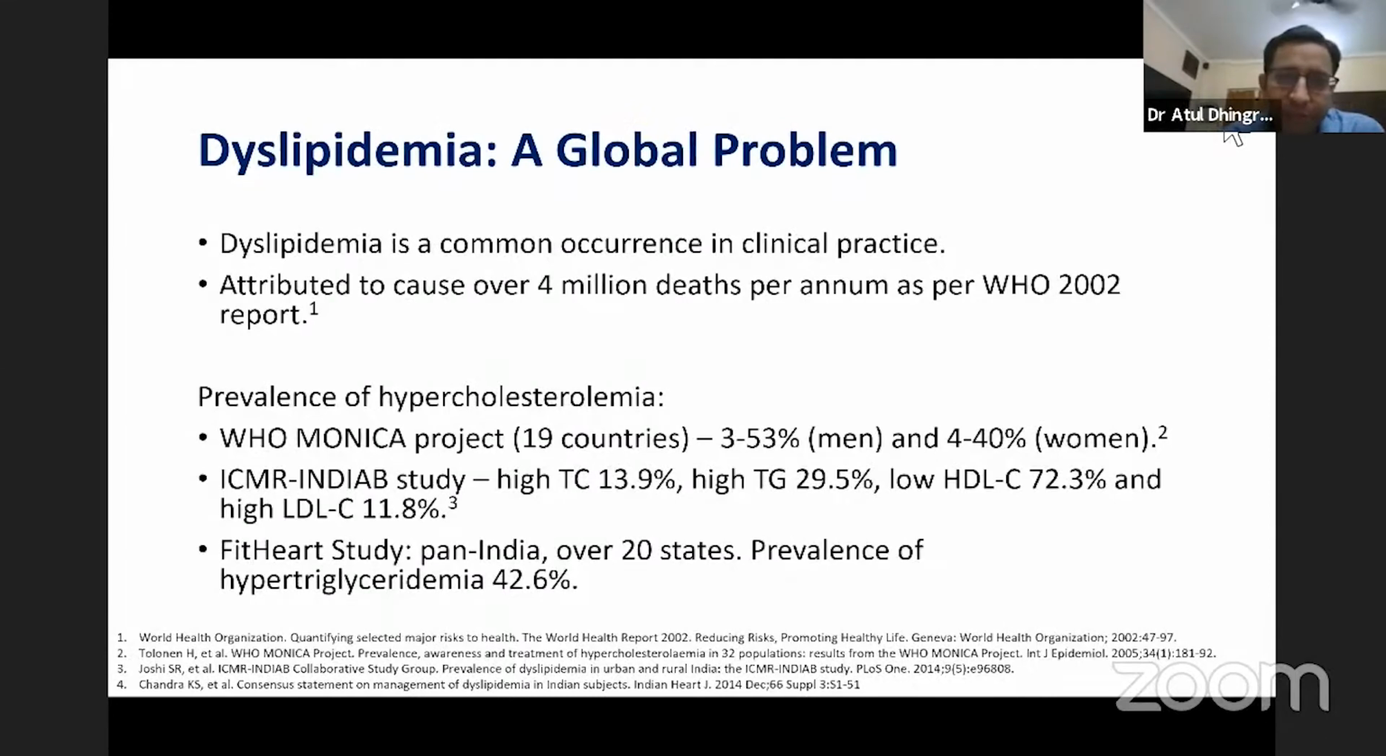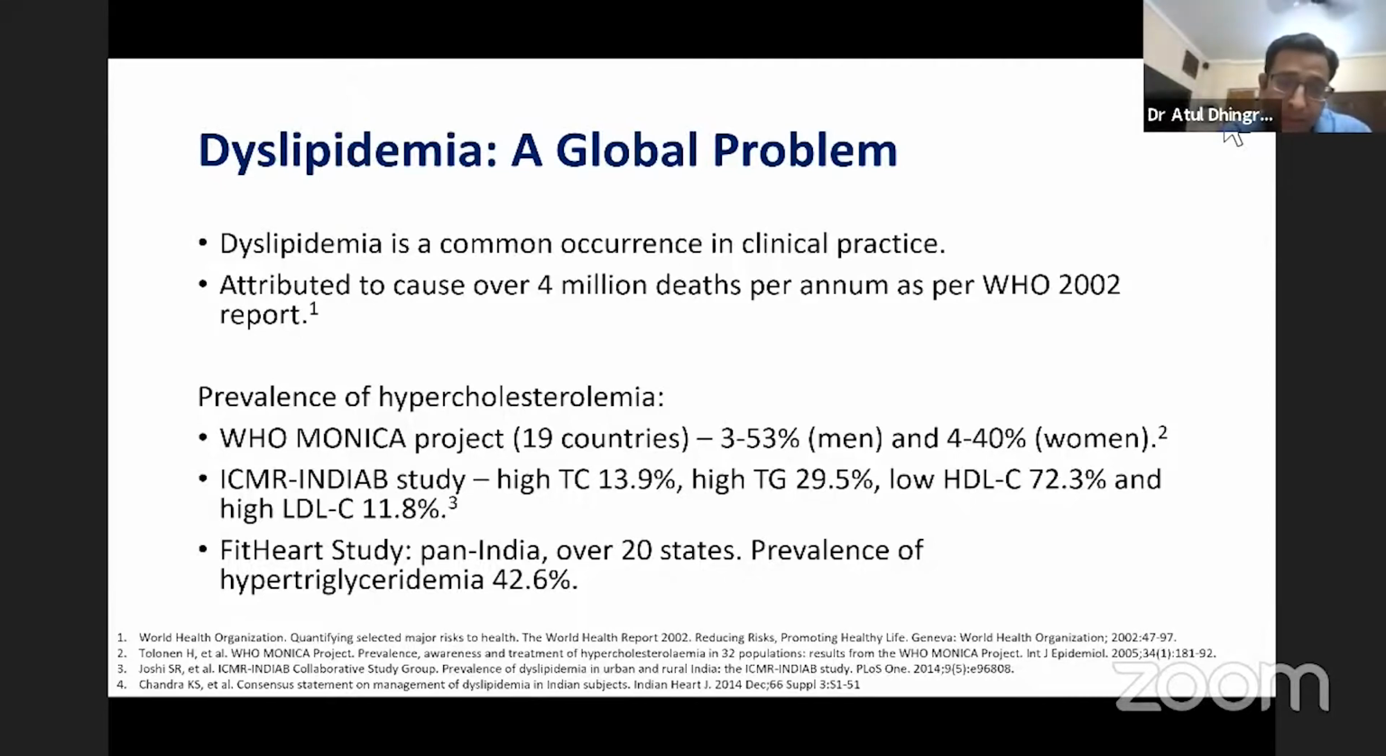Talking about dyslipidemia, dyslipidemia is common. If we look into the data, it is attributed to over 4 million deaths per annum. And this was a 2002 report. Now, if we look into the recent reports, probably the number of deaths will be way more. And if we look into the prevalence of hypercholesterolemia, as per the WHO MONICA project, around 53% of men and around 40% of women had dyslipidemia of some sort.